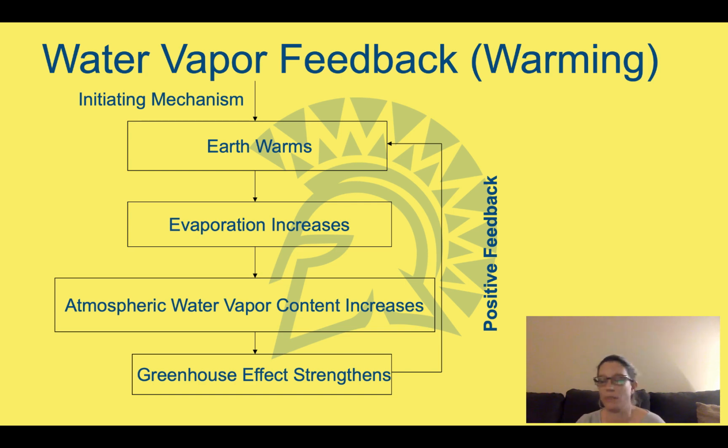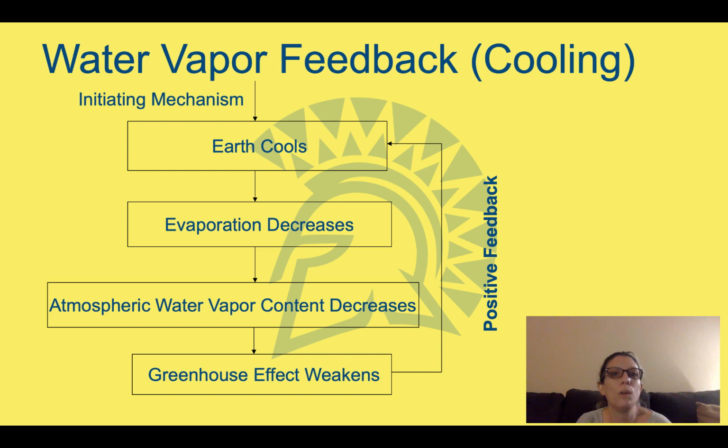Once the evaporation over the oceans increases, there's going to be a lot more water vapor in our atmosphere. Water vapor is a greenhouse gas, right? That's going to cause a strengthened greenhouse effect, which is going to cause further warming. The further warming is going to cause more evaporation. So in that manner, it just keeps going. That's another example of positive feedback in the warming direction.